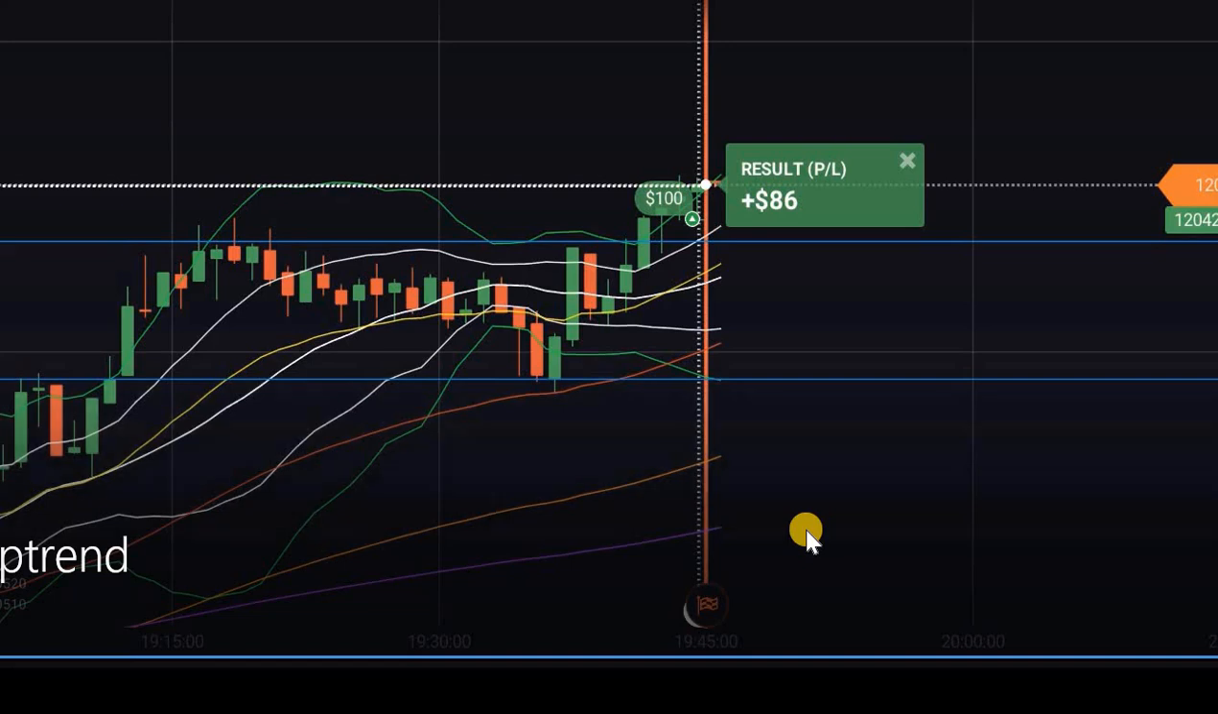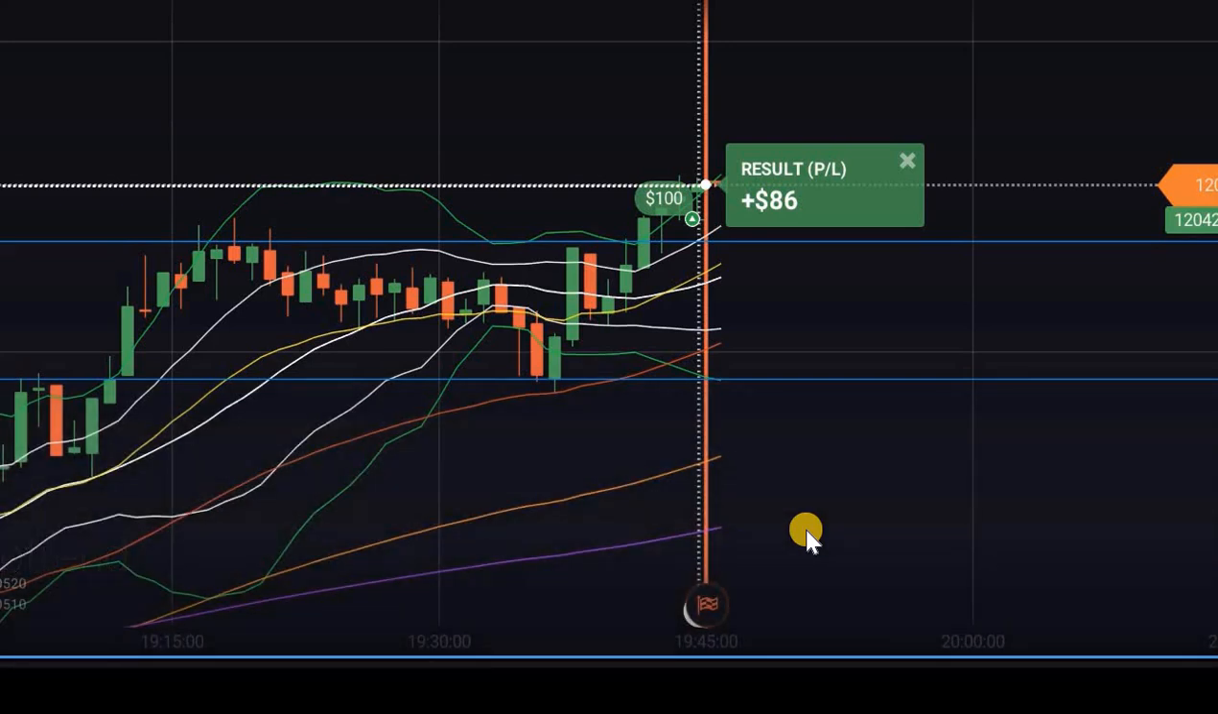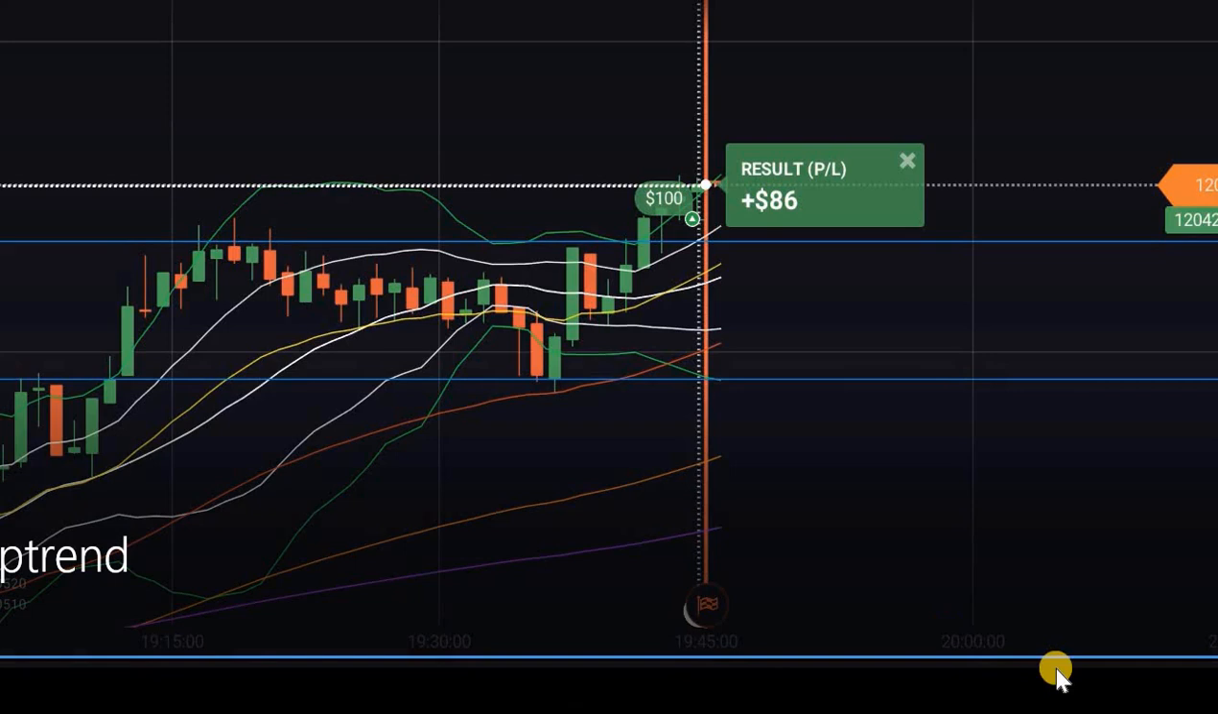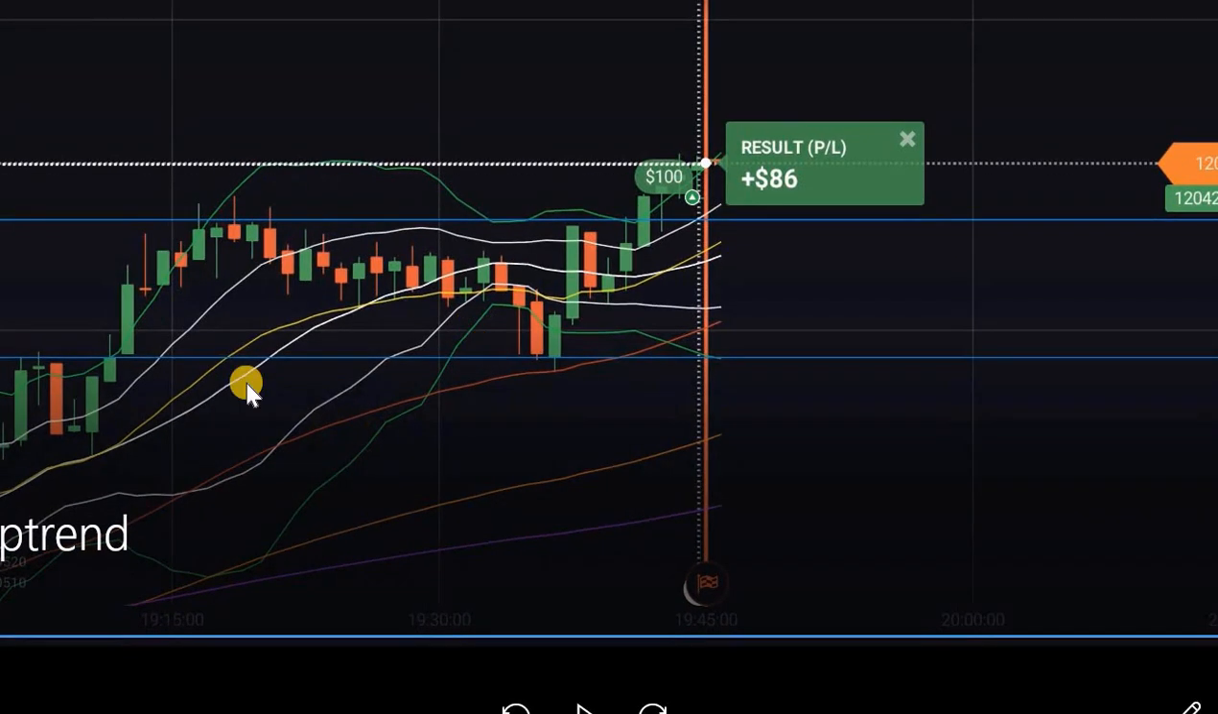So you see what happened here. We got that trade also in the money. So this is how the higher high, higher low strategy works.